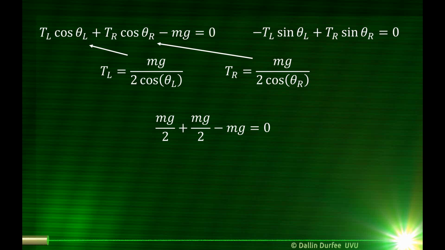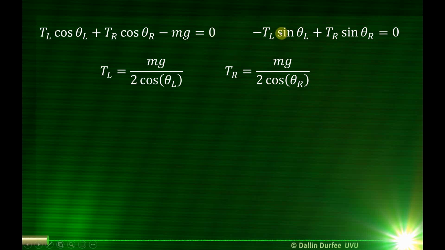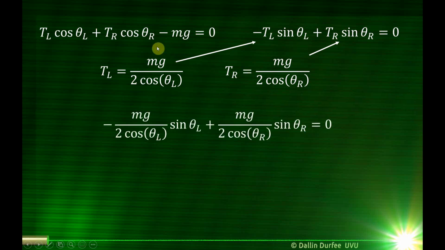They satisfy that. Now let's look at the x component of force. I'm going to plug these tensions we found into the x component of force equation, and we get this equation. Notice that I can divide by m and g, and multiply by 2 to get rid of all of that. What I'm left with is negative sine theta L over cosine theta L plus sine of theta r over cosine of theta r. Sine over cosine is just tangent, right? So negative tangent theta left plus tangent theta right equals 0.